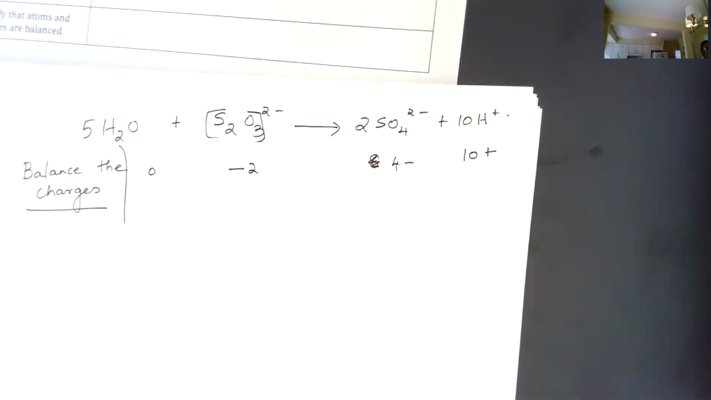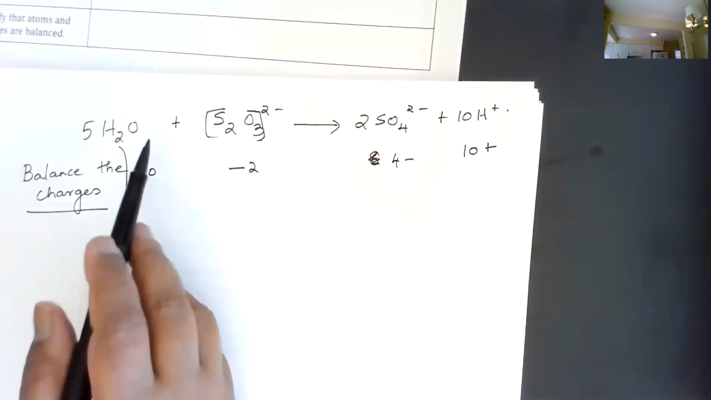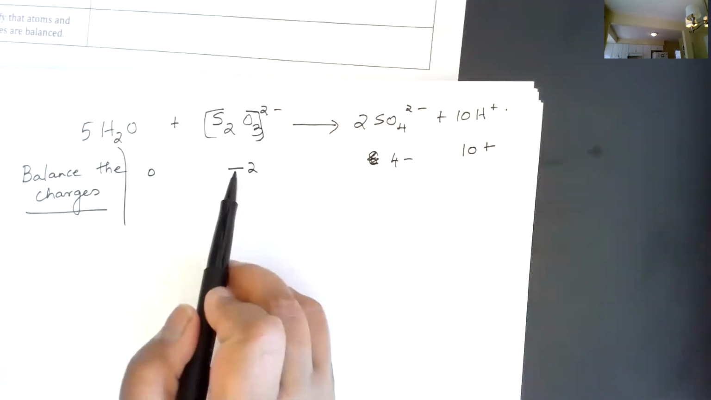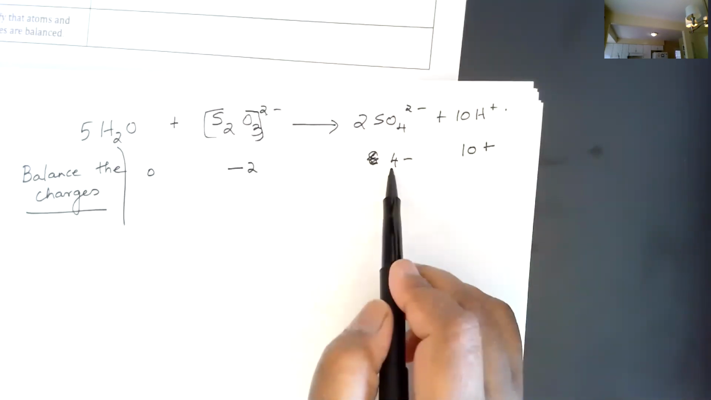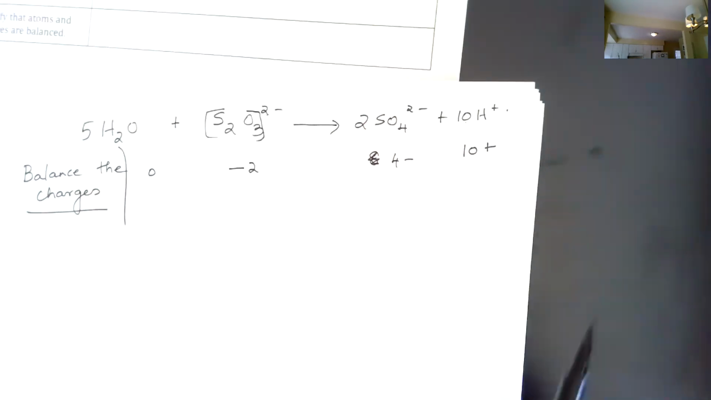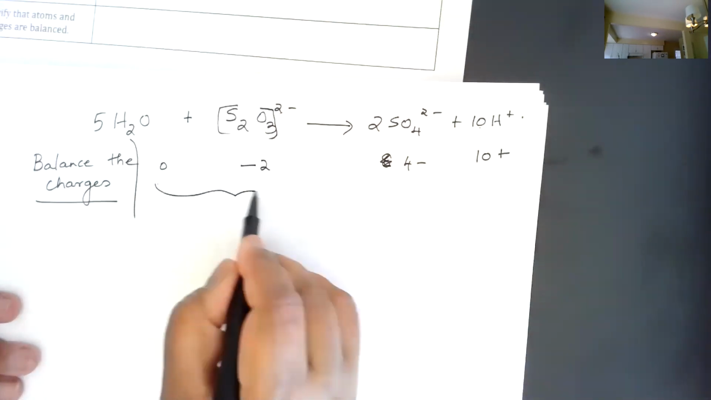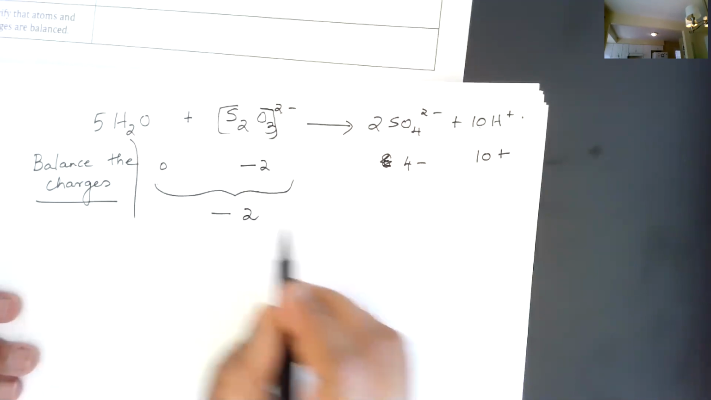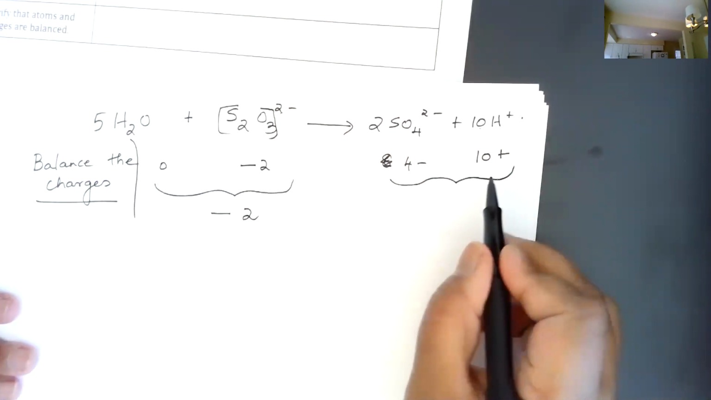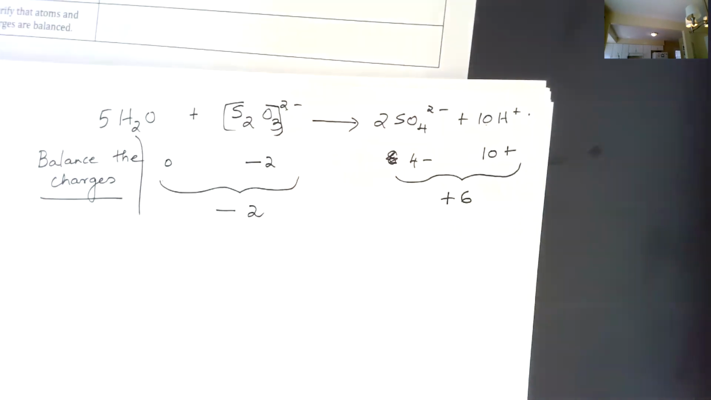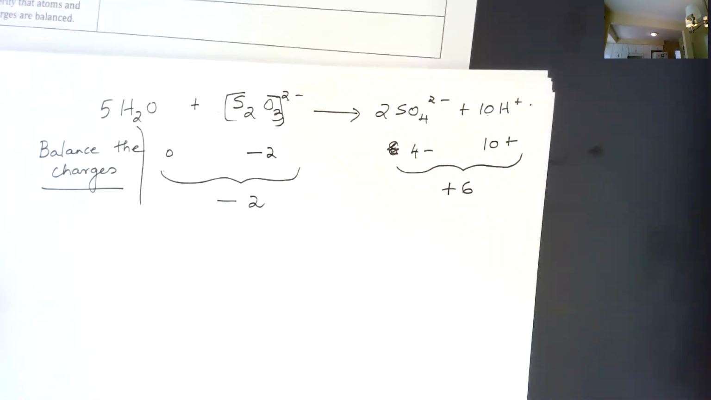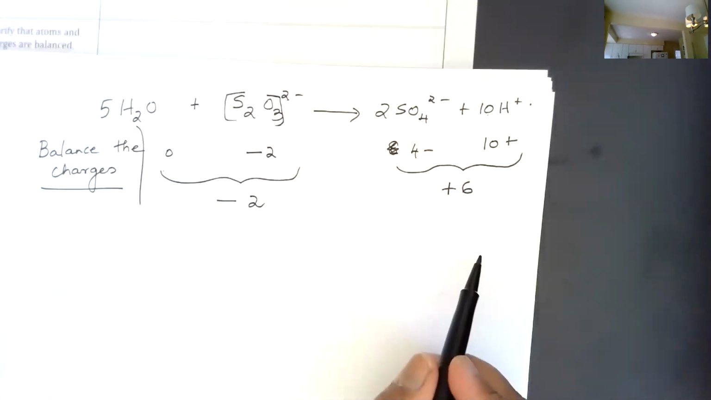You see how I'm deriving the charges? This is neutral. The charge here is -2. There's only 1 ion, 2 minus, but there are 2 ions, so 4 minus. 10 hydrogen, so it is 10 plus. Net charge on the reactant side, -2. What's the net charge on this side? It's +6. So now I have 2 minus here and I have 6 plus there.